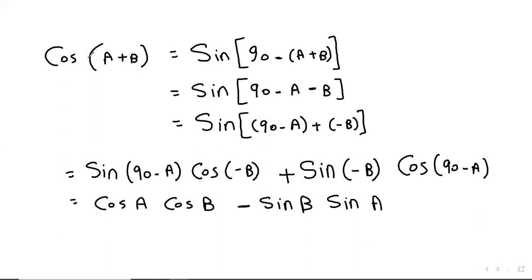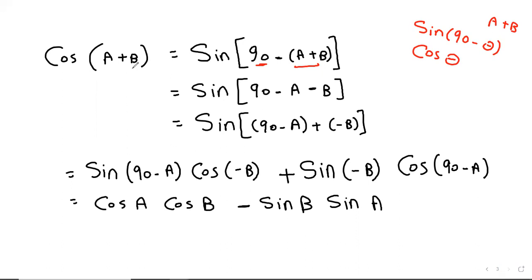What if I want to find cosine A plus B? We can write cosine A plus B as sine 90 minus A plus B. You know, sine 90 minus theta is equal to cosine theta, and theta in this case is A plus B.